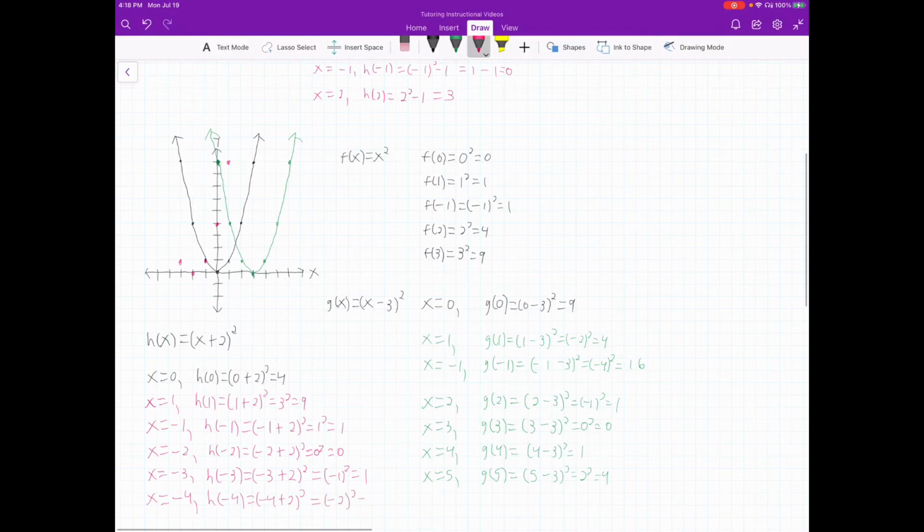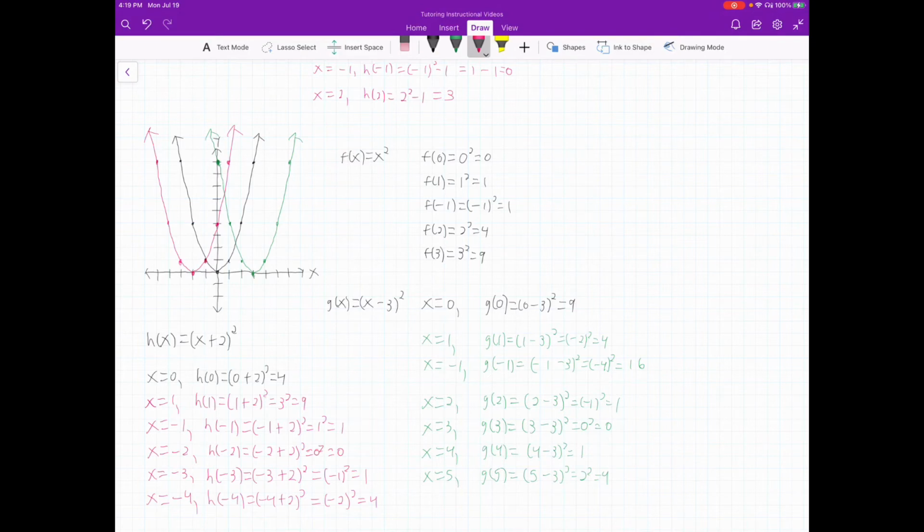I get -2 squared, which is +4. And to save time, I'll just tell you when x is -5, it's going to be right here, +9. You can check that. So get a sketch looking something like this.